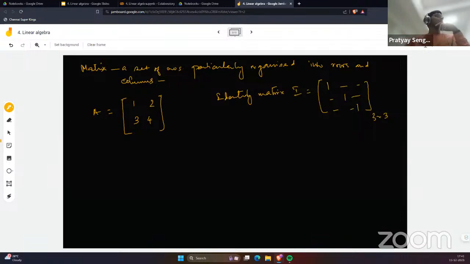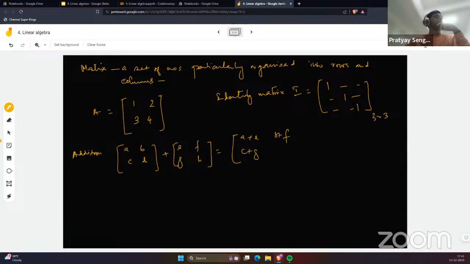And then we have addition of matrices. So addition, if we have A B C D plus you want E F G H, so this will be A plus E, B plus F, C plus G, D plus H. And then negative is also the same.